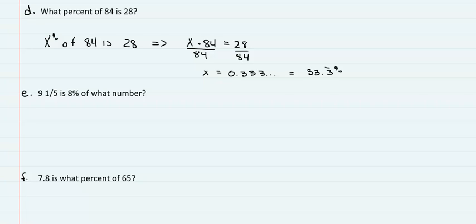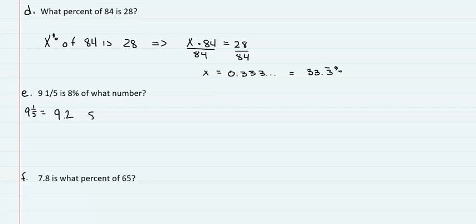Okay, the next one, 9 1/5 is 8% of what number? So the first thing I want to do is say 9 1/5. We want to put this in decimal form because it's just hard to work with fractions. So go ahead and put 1/5 in your calculator and you get, don't forget the 9, 9.2. Okay, so 9.2 is 8% of what number?